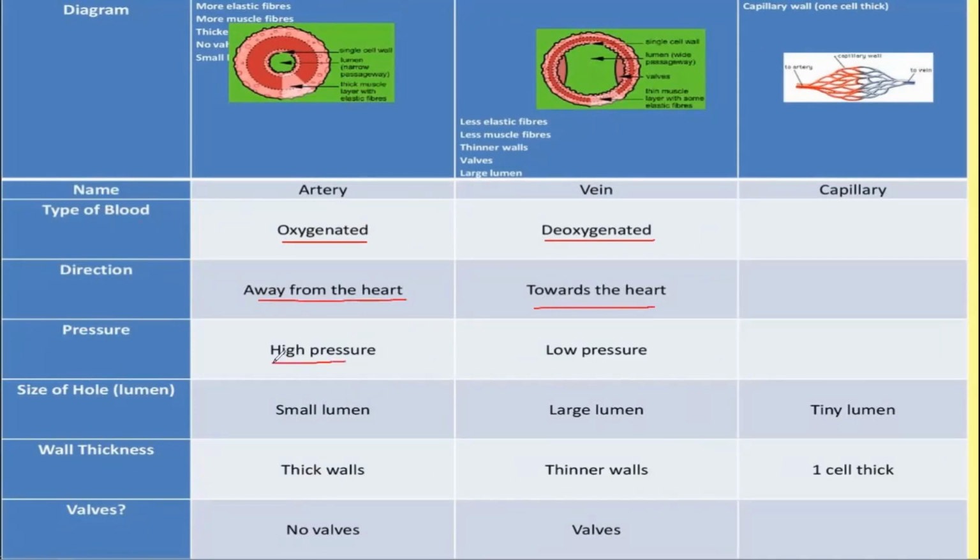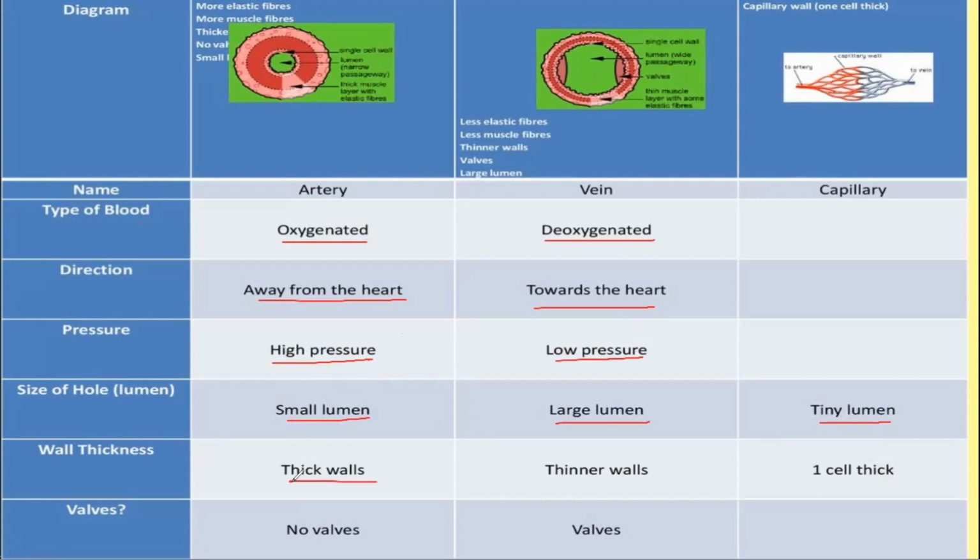Arteries always carry the blood at a high pressure. I will again explain you why. Veins carry the blood at low pressure. Arteries have a small lumen because they are thick walled. Veins are thin walled, so they have a large lumen, and capillaries are very small, very tiny, very thin, so they have got a very tiny lumen.